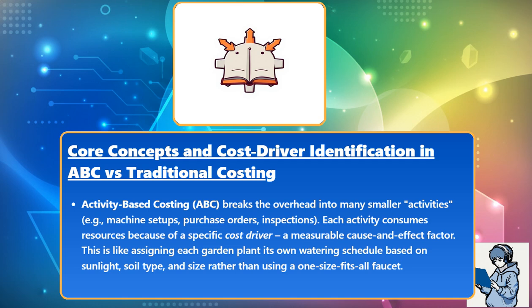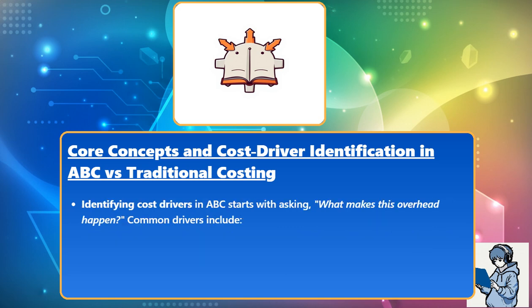Activity-based costing (ABC) breaks the overhead into many smaller activities, e.g. machine setups, purchase orders, inspections. Each activity consumes resources because of a specific cost driver, a measurable cause and effect factor. This is like assigning each garden plant its own watering schedule based on sunlight, soil type, and size rather than using a one-size-fits-all faucet. Identifying cost drivers in ABC starts with asking what makes this overhead happen.